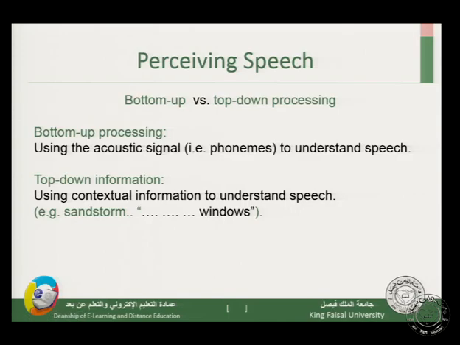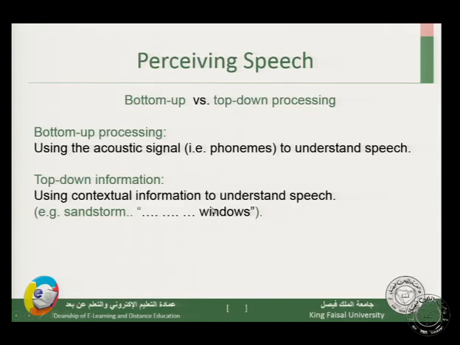The second kind of information which you use in order to understand speech is top-down information. Top-down information is the context. So the contextual information is used in order to understand speech. Sometimes a speaker is speaking, but you are not able to understand him well. You make use of the context in order to understand what he is saying.